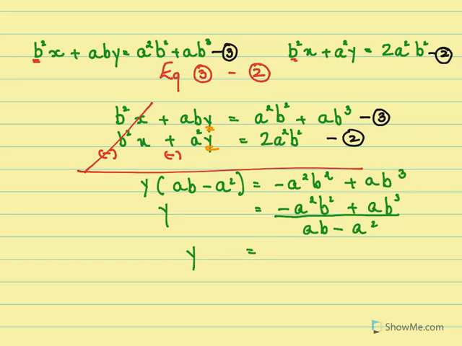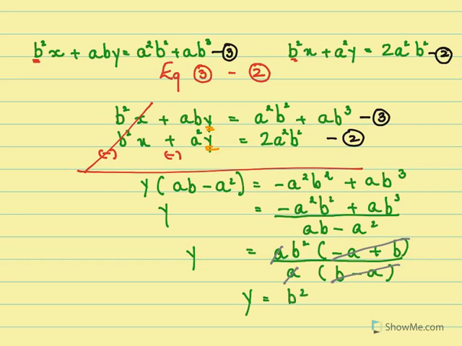y equal to, from the numerator, you see I can take a b square common. So what remains here is minus a plus b. And in the denominator, I can take a common, so what remains is b minus a. Now these two brackets will cancel, and the a and a will cancel. So here we'll have y equal to b square.